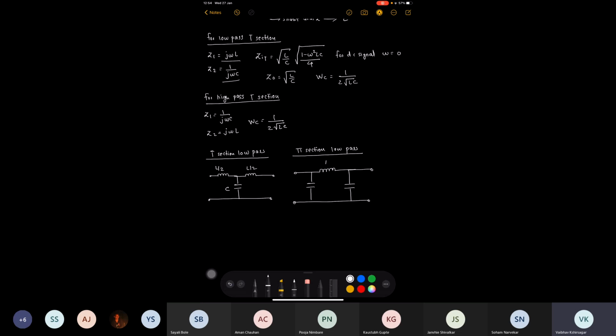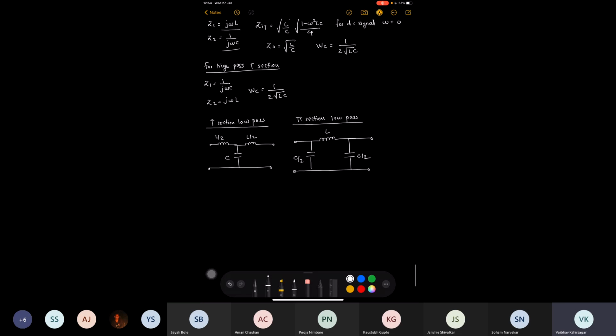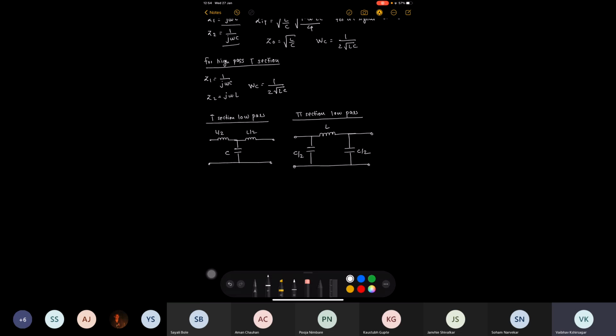So this will be an inductor L. Now this will be a C by 2 and this will be a C by 2. Okay, so this is about the low pass section. Now similarly, how can we draw the T section and pi section filters for the high pass counterpart?